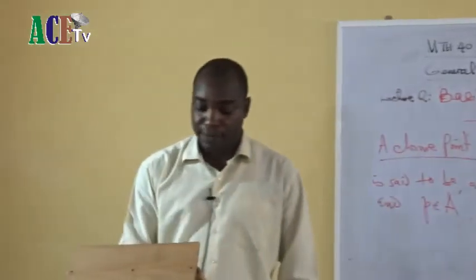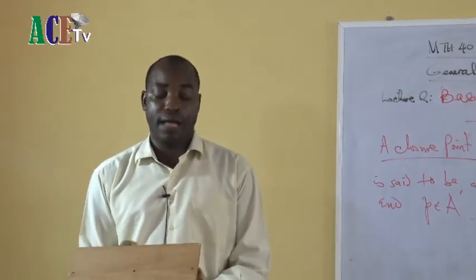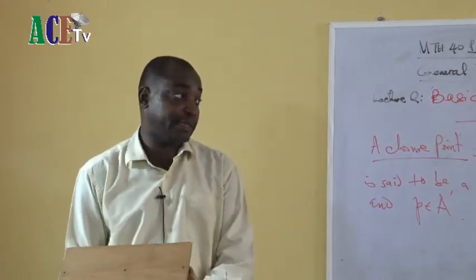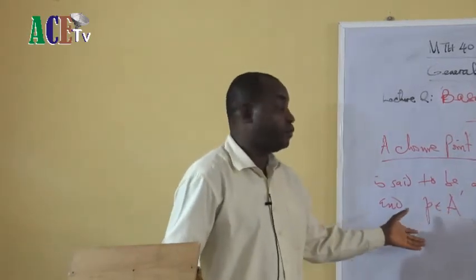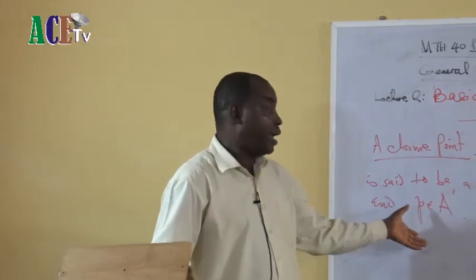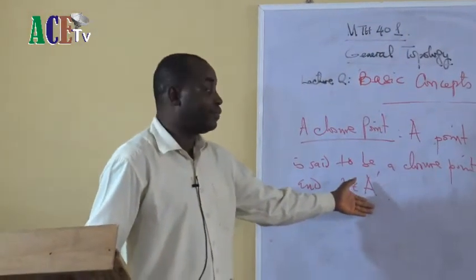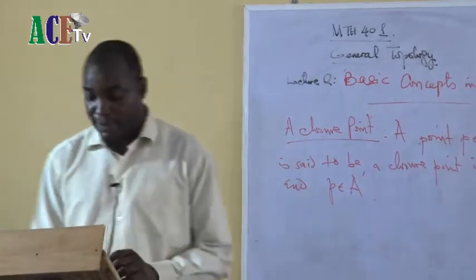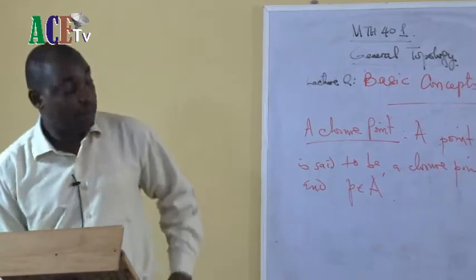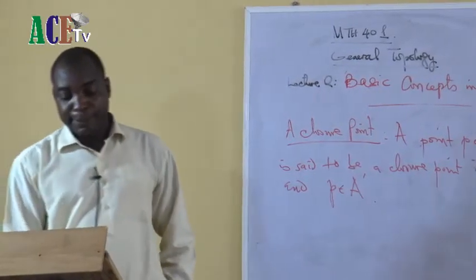So you see there, we've already defined what you mean by a derived set yesterday, and we said that it's a set of limit points. And today, if you have a point belonging to the derived set, and that point is also in the closure of a set A, then that point is a closure point.